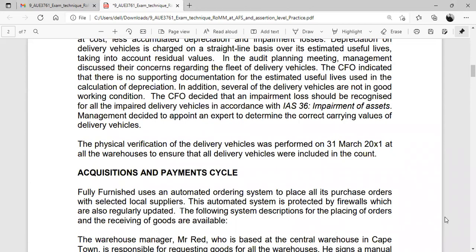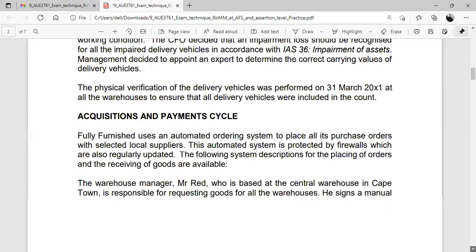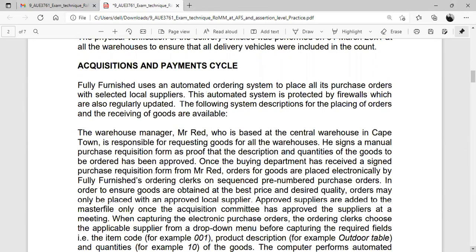It has to be authorized. Just to give you guys a bit of perspective, this is not the revenue and receipt cycle. It's the acquisitions and payment cycle, right? So yes, you were saying. I was saying that when the order is placed, it has to be authorized by the supervisor.